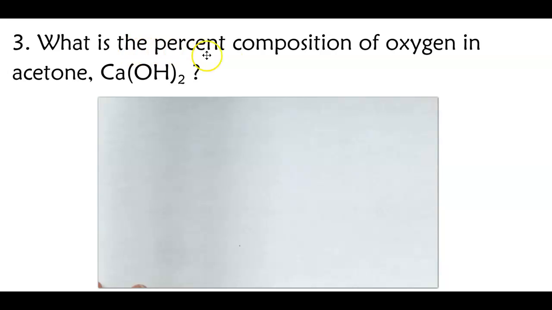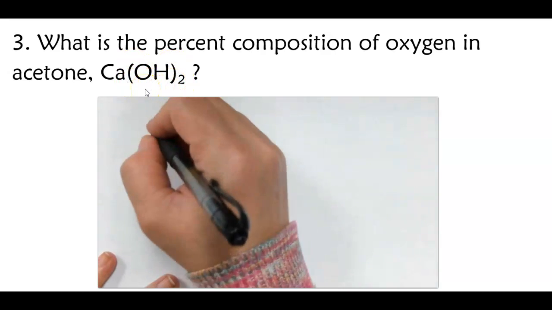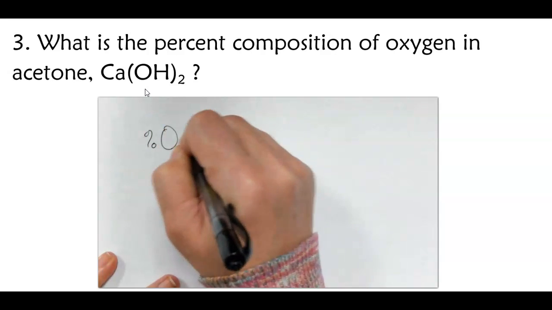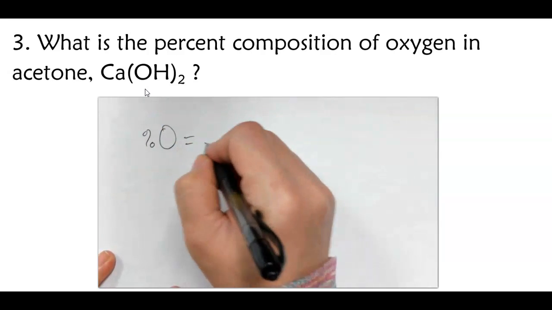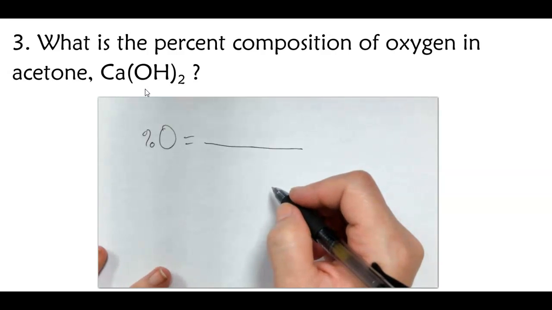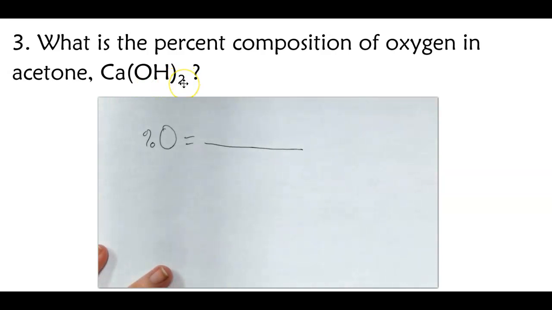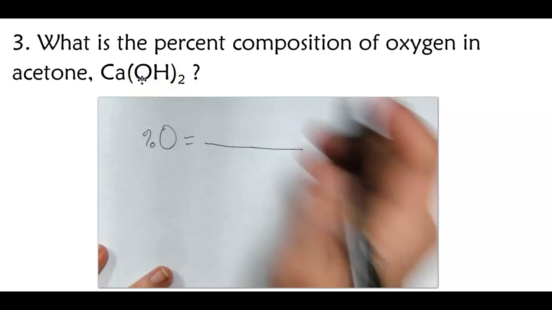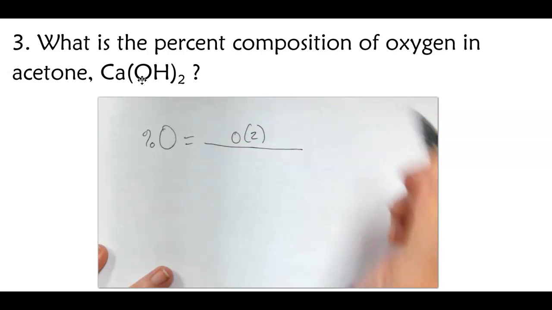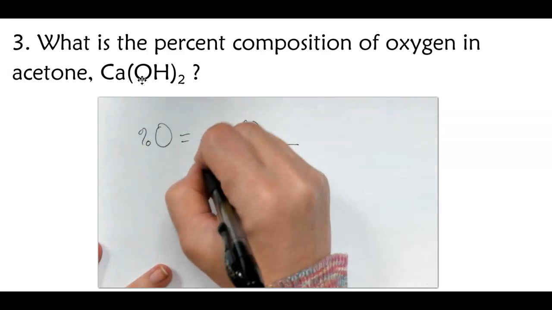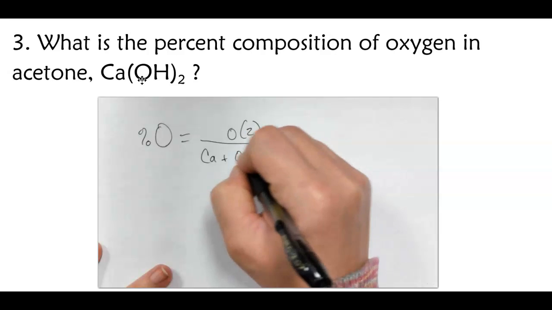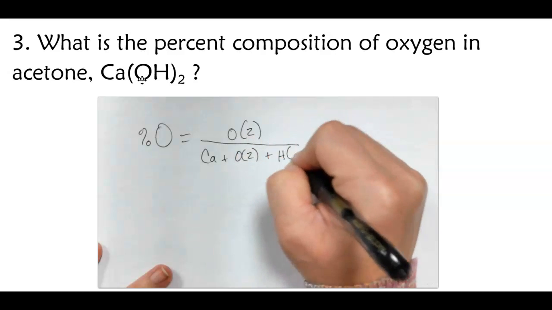Our last example, what is the percent composition of oxygen in calcium hydroxide? Notice we have parentheses in this one. So if I want to know the percentage of oxygen in calcium hydroxide, I'm going to count up how many oxygens there are, and the 2 that is outside of the parentheses distributes into each element inside of the parentheses. So we have oxygen times 2. And then I'm going to divide by the mass of calcium plus oxygen times 2 plus hydrogen times 2.